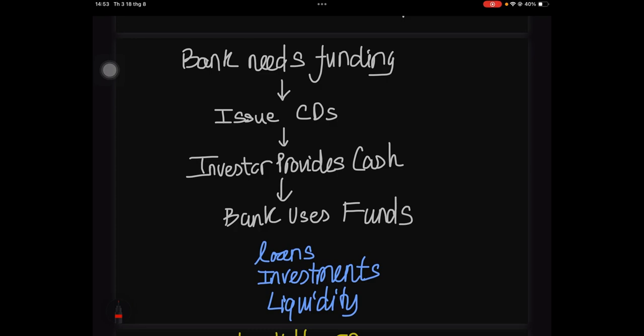For example, a bank might raise funds through CDs and then use the funds to support mortgages, business loans, or other investments. So from the bank's perspective, CDs are a funding instrument. From the investor's perspective, CDs are an investment that generates interest income. That's the two-sided nature of financial markets. One person's asset is another person's liability.